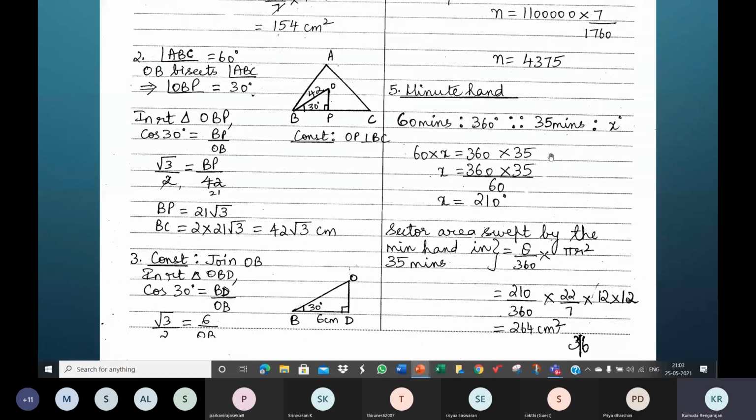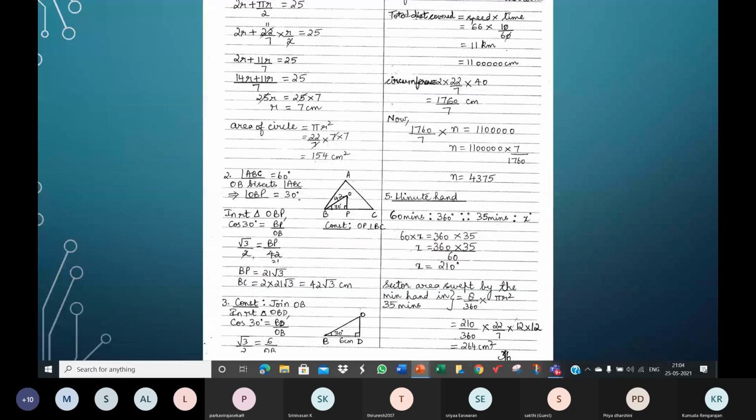Okay, so then you know product of extremes is equal to product of means. Product of extremes is equal to product of means, and x is 210. Yes, I got this answer from you. X is 210 and the area is 264. I heard this also from you. Very good. 210 is correct. 264 is also right. Very good.